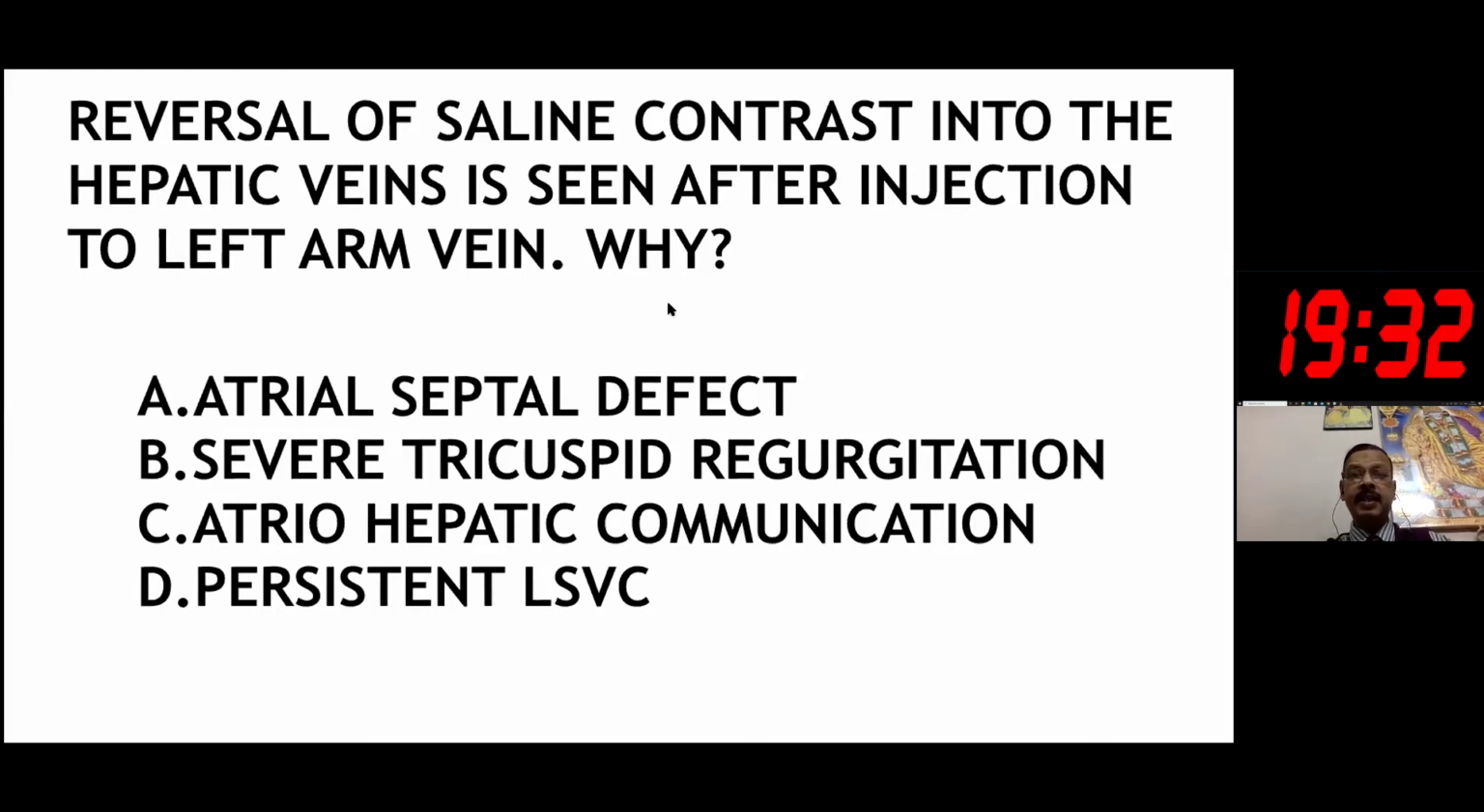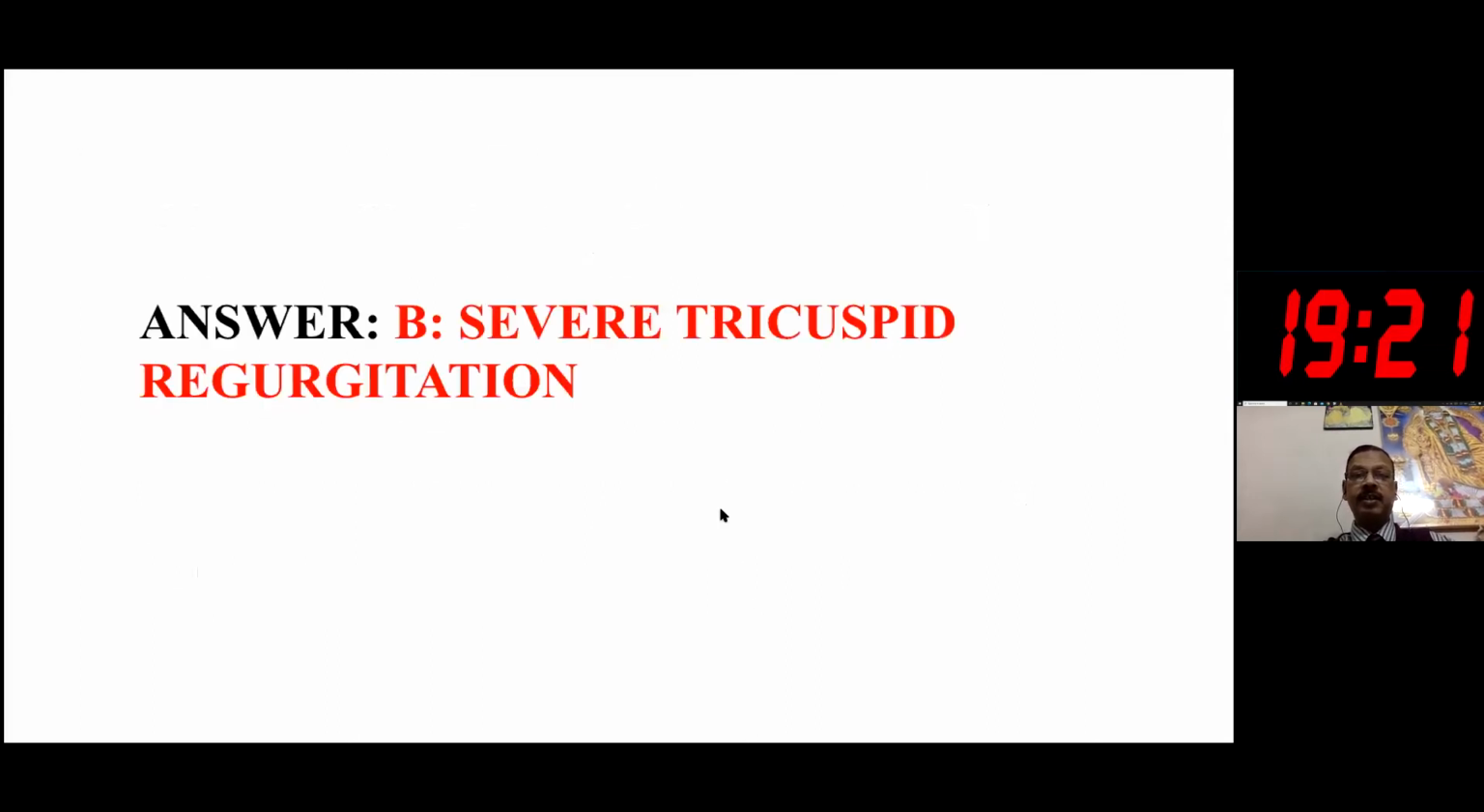Yeah. Again, C and D are almost similar, 34 and 40%. But let's see. B is the least, and unfortunately, it is a severe tricuspid regurgitation.